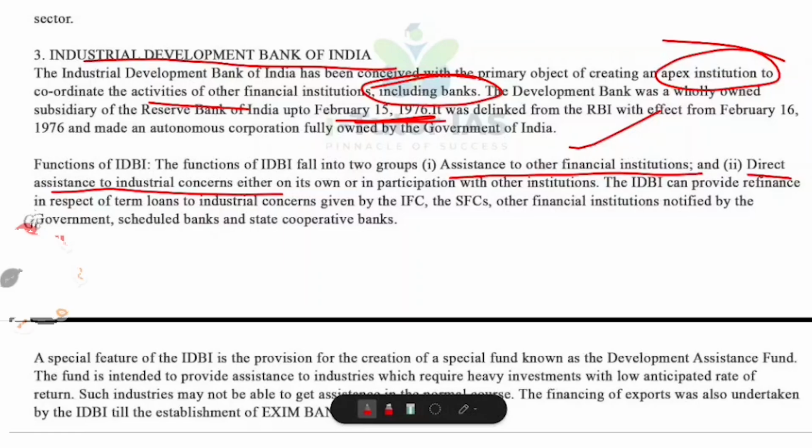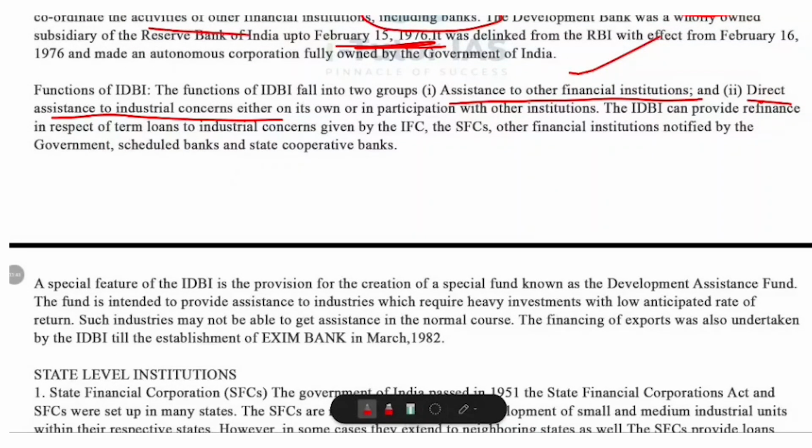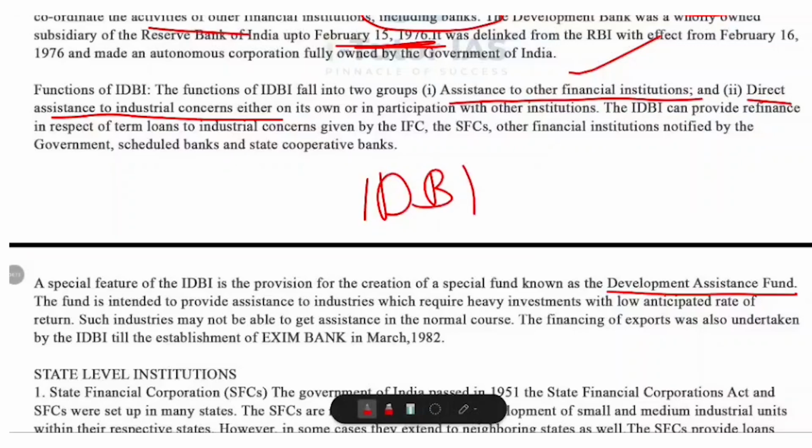give term loans to industries, the IDBI helps them by refinancing, basically giving them back the money so they can lend more. Now, there is also a special feature of IDBI, something called the Development Assistance Fund. So this fund is very important because it helps industries that require heavy investment but have a low expected return. In simple words, these are projects that may not look profitable in the short run but are very important for national development. So, through this fund, IDBI ensured that such industries also got financial support.